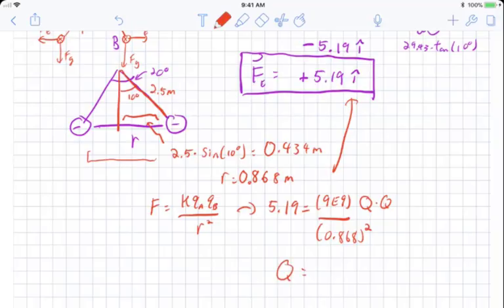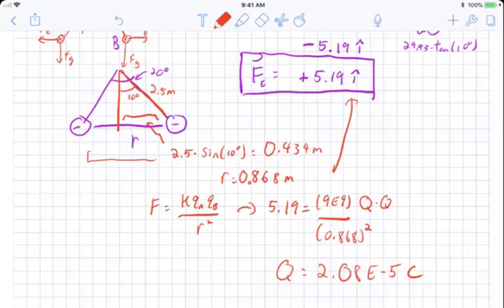5.19 times 0.868 times 0.868 divided by 9E9, square root, answer: 2.08 E minus 5 coulombs. And the question asks how many electrons.